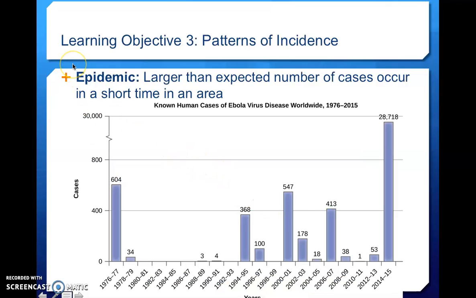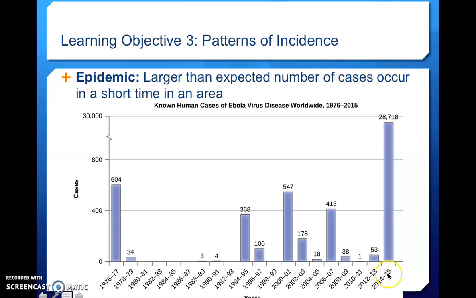The next one is epidemic. And epidemic is when you get a larger than expected number of cases of a certain disease in a short time in an area. So the example here is Ebola. Worldwide, Ebola is endemic to Africa. So it's normal to have a few dozen cases, sometimes up to a few hundred. So these are kind of normal variations in Ebola cases.